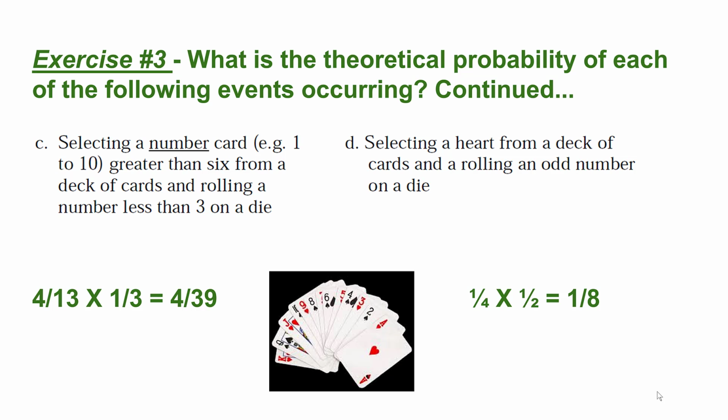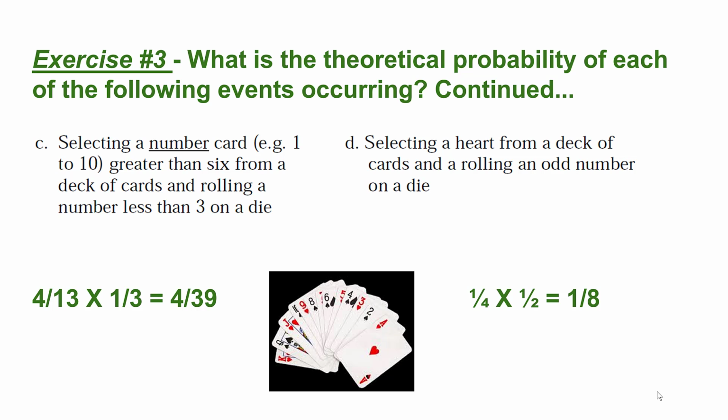Selecting a number card, example 1 to 10, greater than 6 from a deck of cards and rolling a number less than 3 on a die. That probability is actually 4 out of 13, which is reduced, and times 1 out of 3 because there's a 2 out of 6 chance, which is 1 out of 3, of rolling a number less than 3. The answer is 4 out of 39.